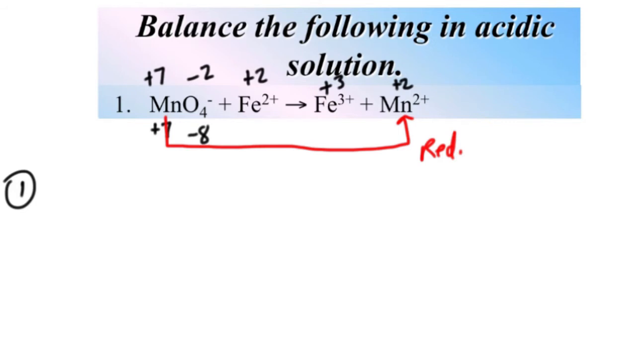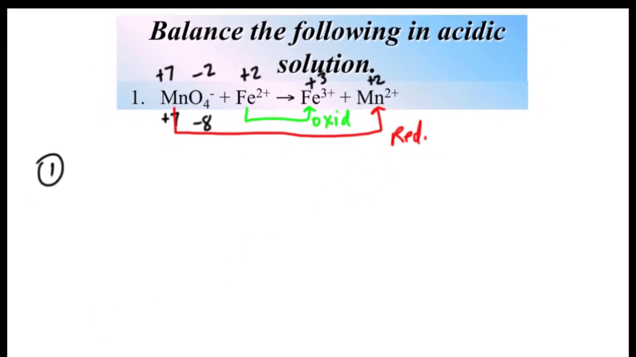My oxidation is going to be the iron. Iron is undergoing oxidation. Why? Because its charge is going up. It has to be losing electrons, and this has to be gaining electrons. So for the balancing purposes, I'm going to separate these out. I'm going to write reduction here, and I'm going to write oxidation over here. I'm going to separate out these two half reactions.